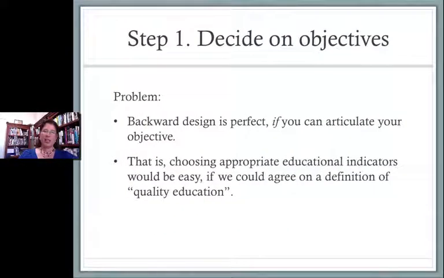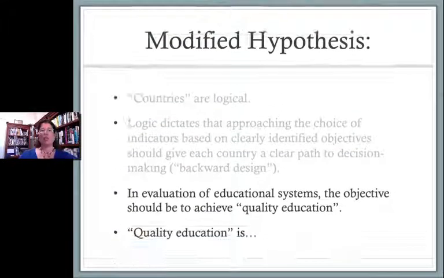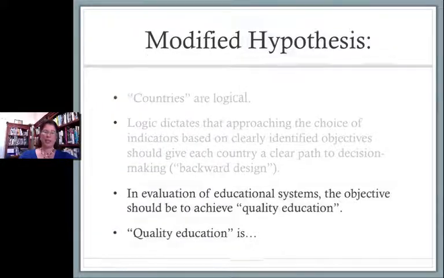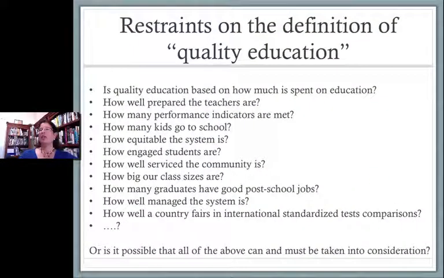So if we have to decide the objectives, then this would be a perfect model if we could actually articulate what quality education means. Because everybody is striving towards quality education, but very few people find it easy to articulate what it is that they actually want out of quality education. So one of the first steps in our paper was to review definitions of what quality education is. And you get a myriad of responses.